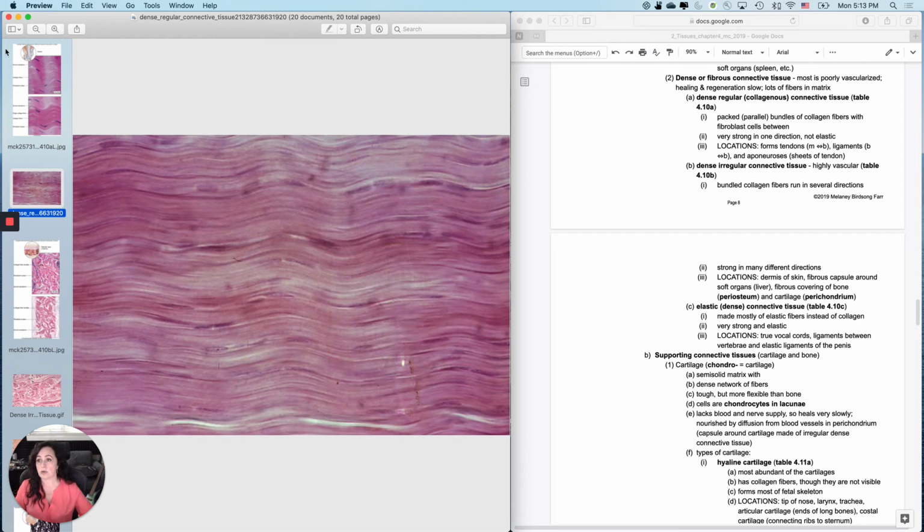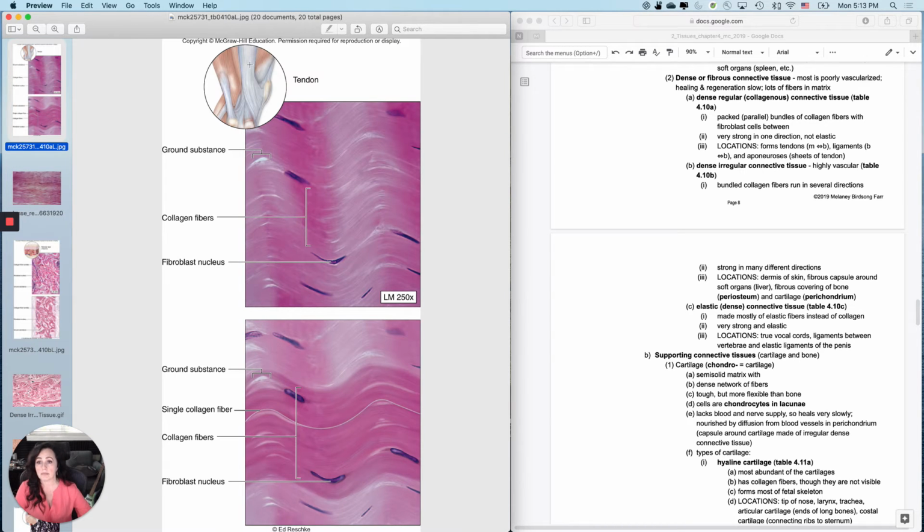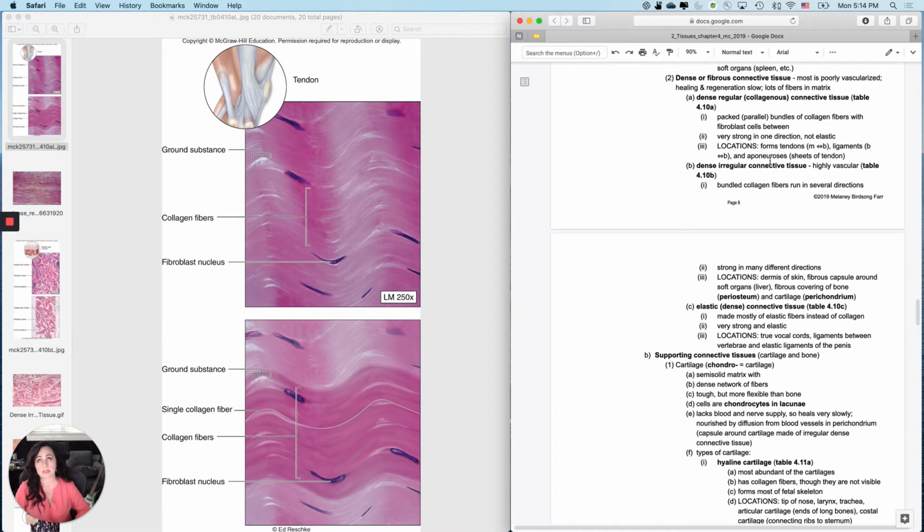So this tissue, you primarily find forming tendons, and a tendon is right here. A tendon is the connective tissue that connects muscle to usually bone. And dense regular connective tissue also forms ligaments. The only difference really between a ligament and a tendon is that a ligament connects bone to bone, but it's the same tissue. And then the other thing that it forms is called an aponeurosis. An aponeurosis is, instead of a cable of tendon, like a sheet of tendon.